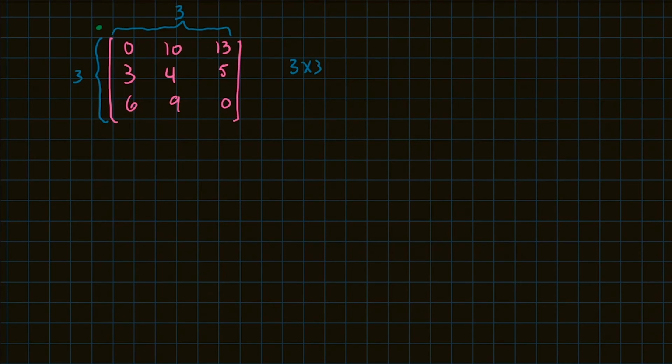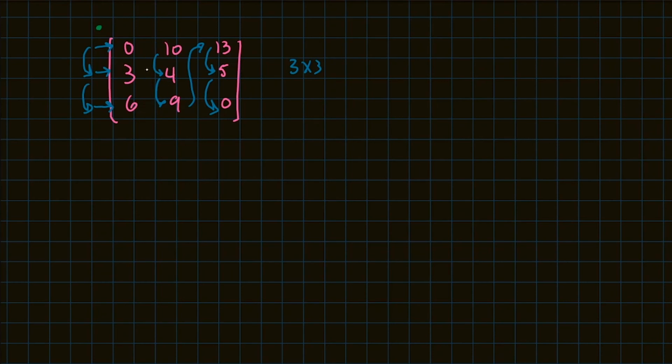Normally, I read matrices from top to bottom, left to right. If I were to go through this matrix here, listing off all the values, I'd start here at 0, and then I'd move down to 3, and then I'd move down to 6, and then now we're at the end, so I'm going to go back up to 10, and then move down to 4, and then down to 9, go back up to 13, 5, and then 0.